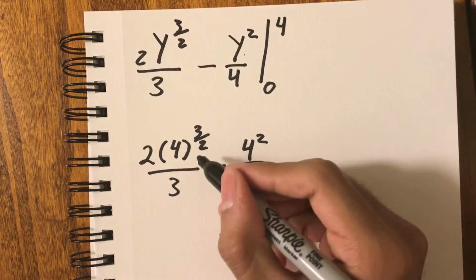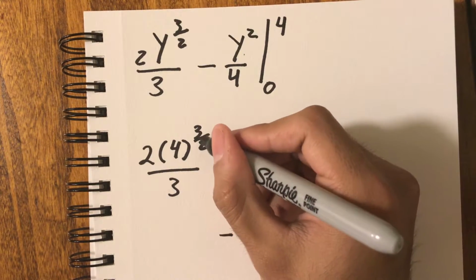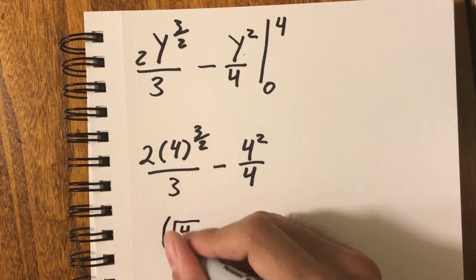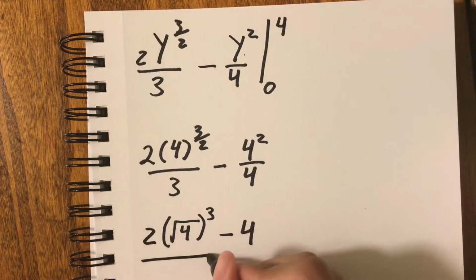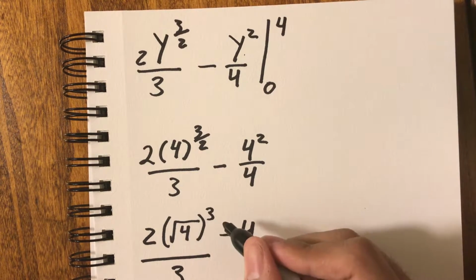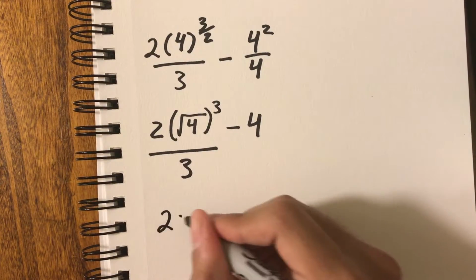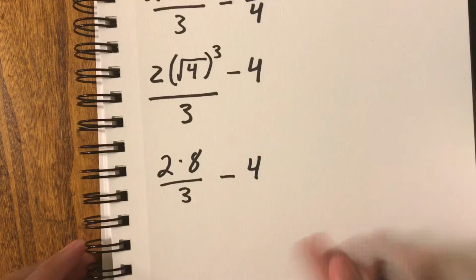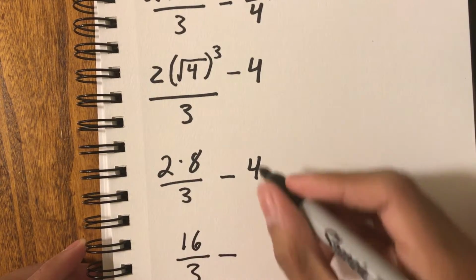And now this looks a little bit tricky. You don't really know what to do. But we see this divided by 2, so we know that's going to be a square root. So square root of 4, and that 3 just carries over to become a cubed, times 2 divided by 3. And we know the square root of 4 is equal to 2, and we know that 2 cubed is equal to 8. So we're left with 2 times 8 divided by 3 minus 4. So 2 times 8, that's 16 thirds minus 4.